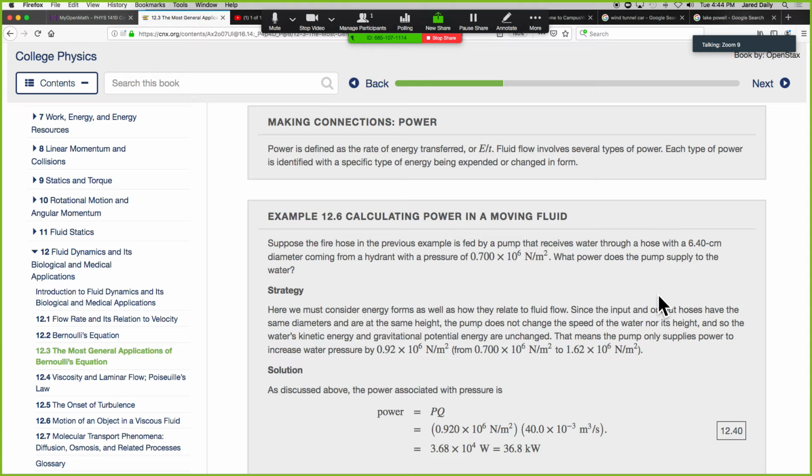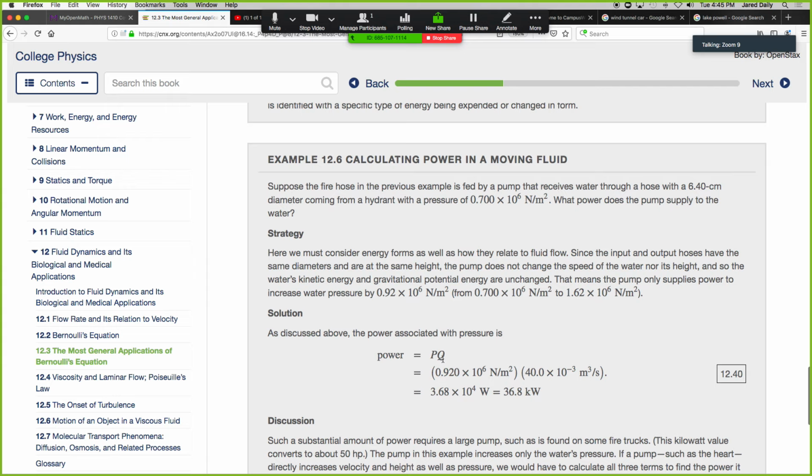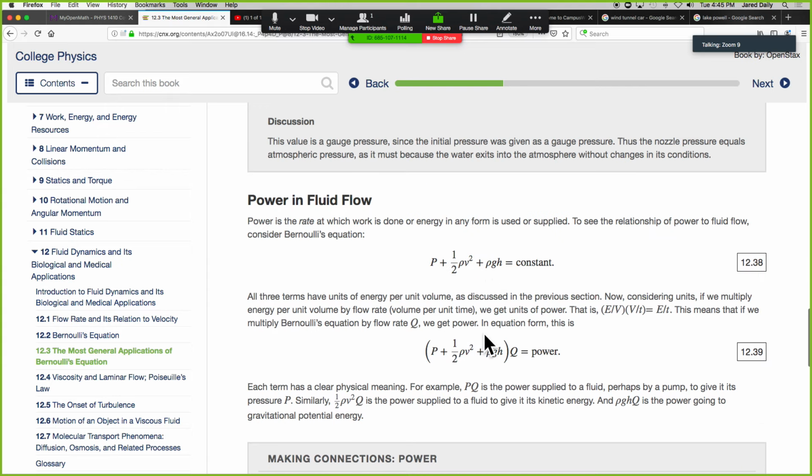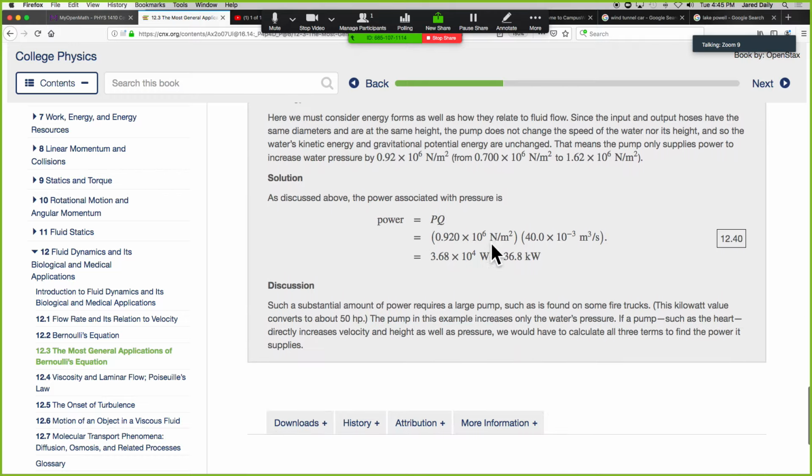So this is really useful if you're trying to provide this amount of water to the firefighter up on the top. You have to know what kind of pump you need to use at the bottom, right? What size pump, what power that pump should be able to crank out, which is going to be equal to the pressure times the flow. We could use this entire equation times the flow, but we're going to do the pressure times the flow, since we know the pressure that he needs. So the pressure is 0.920 times 10 to the 6 newtons per meter squared, and then we multiply by the flow of 40 times 10 to the minus 3 meters cubed per second, and we get 36.8 kilowatts of power needed. So you need a 40 kilowatt pump or a 50 kilowatt pump maybe.